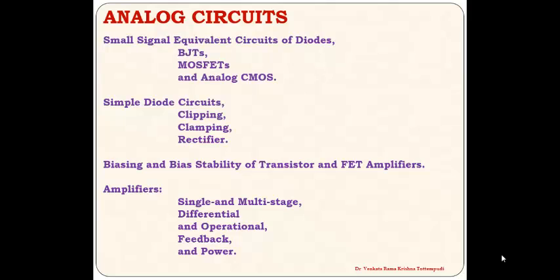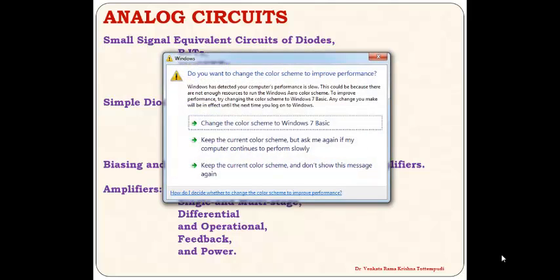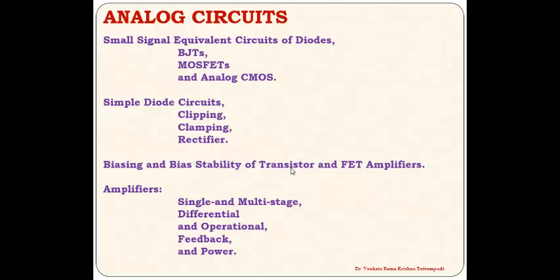Next session, analog circuits. Small signal equivalent circuit of diodes, BJTs, MOSFETs and analog CMOS. Simple diode circuits are clipping, clamping, rectifiers. Bias and bias stability of transistor and FET amplifier.